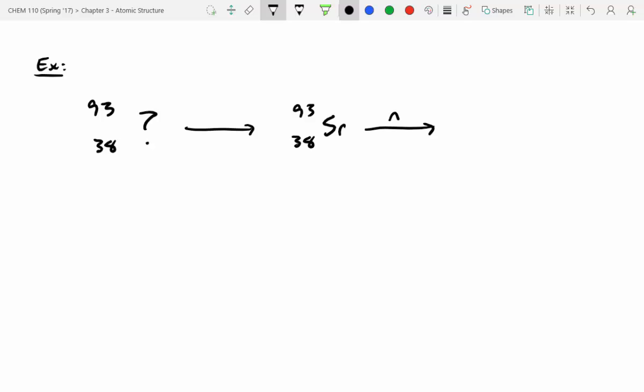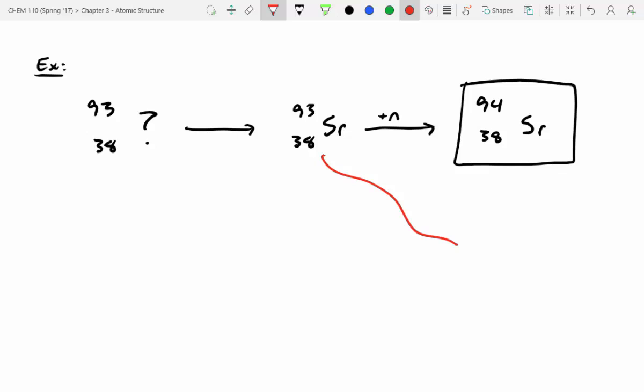And then let's say we add a neutron now. So I'm going to write plus n for a neutron. Is it going to change into a new element? No. Its mass number will change. It will go up 1. Its atomic number will be 38. It will be Sr. Does it have a charge? Do neutrons have a charge? No, they're neutral, so this would remain the same charge.